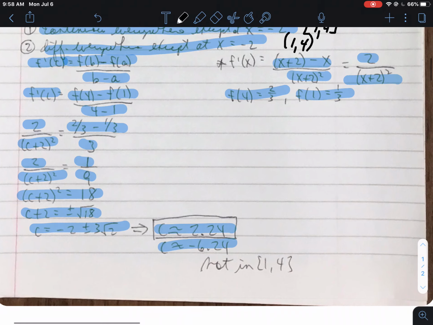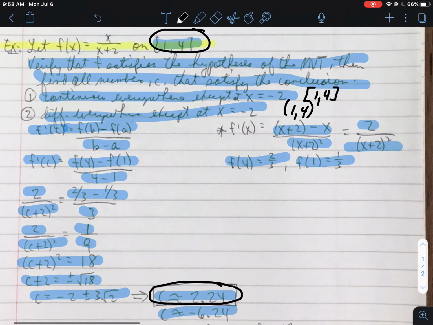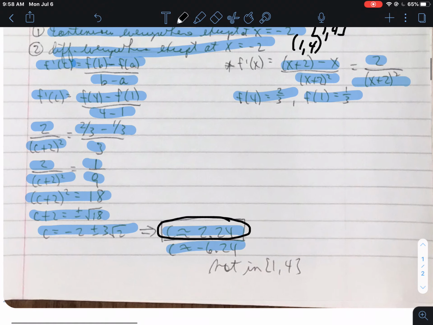So I'm only including approximately 2.24 as my only solution, or value for c that satisfies the conclusion of the mean value theorem in this case, because negative 6.24 is not in the interval. And that's a perfectly good value for c. It also would be a point on the graph where the slope of the tan line would be the same as the slope of the secant line through the endpoints. But it's not a point in the interval.